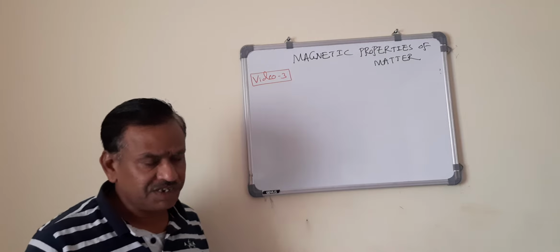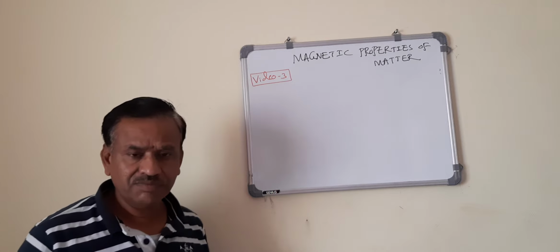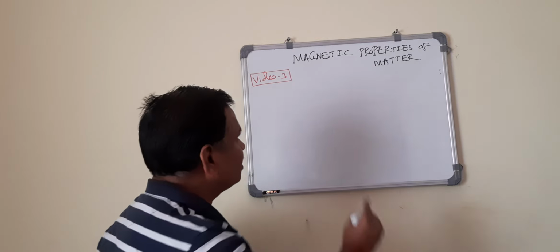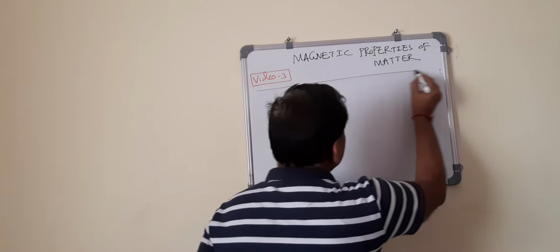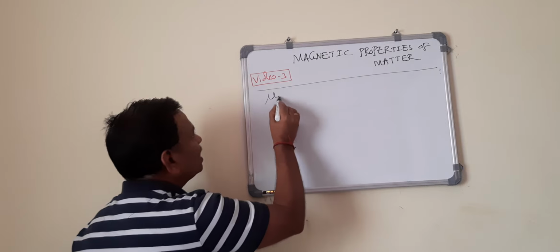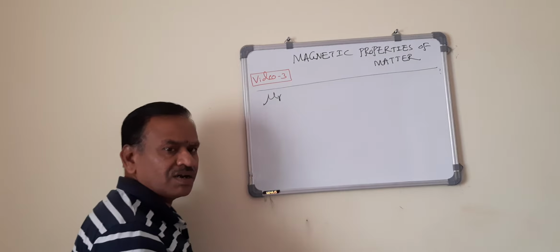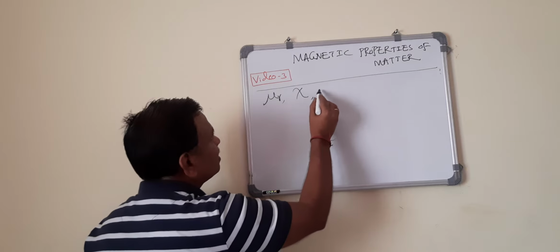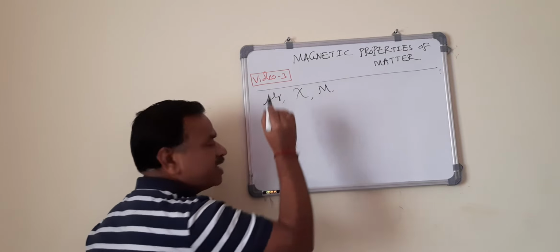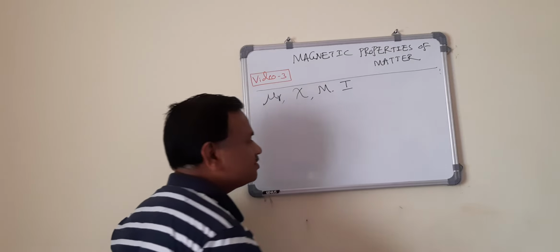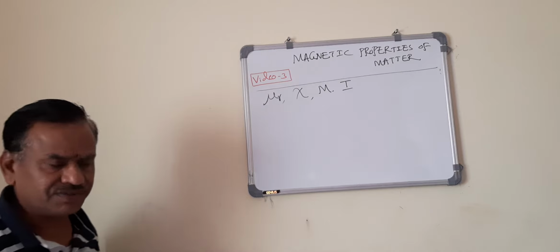This is video number 3. It is a continuation of the previous video. Today I am going to cover basic definitions like magnetic permeability mu r, susceptibility, magnetic moment, intensity, like that. These are the terms I am going to discuss today.